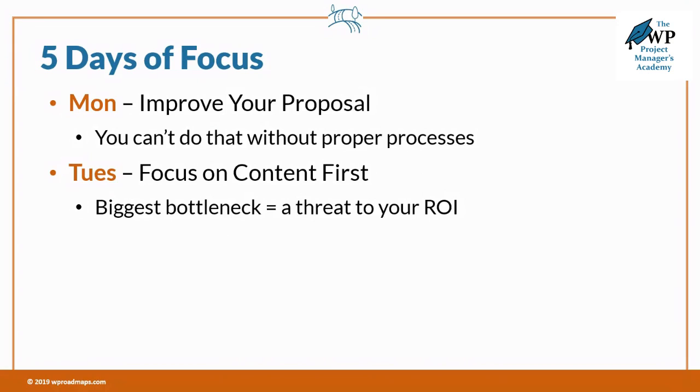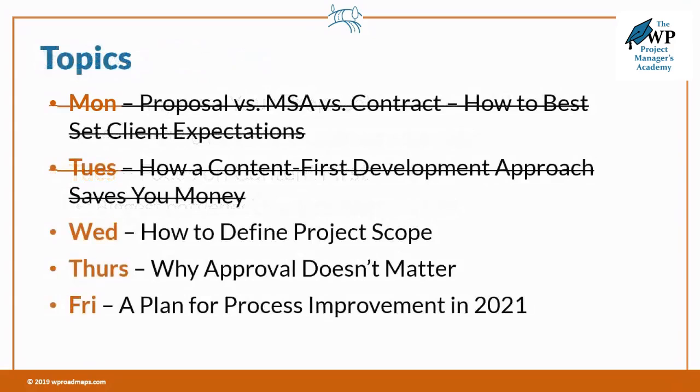As I said, I got my slides out of order to my comments. This is what we covered Monday. Improve your proposal, but you can't do that without proper processes. Today, we started talking about processes, and we talked about content first, because it is the biggest bottleneck and the biggest threat to your profit margin. Tomorrow, we're going to cover how to define project scope. On Thursday, we're going to talk about why approval doesn't matter. And even though it's New Year's Day, we're still going to do a live on Friday, where we're going to talk about an overall plan for process improvement in 2021.